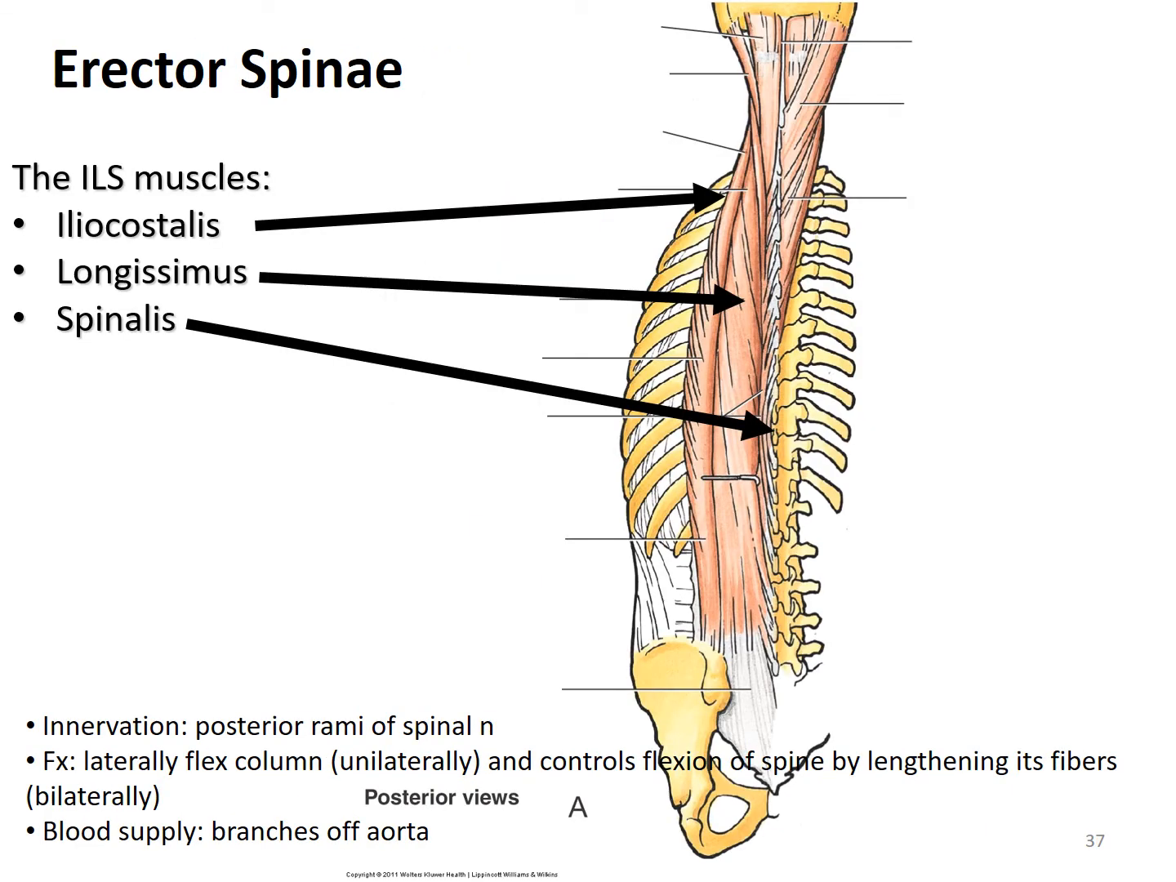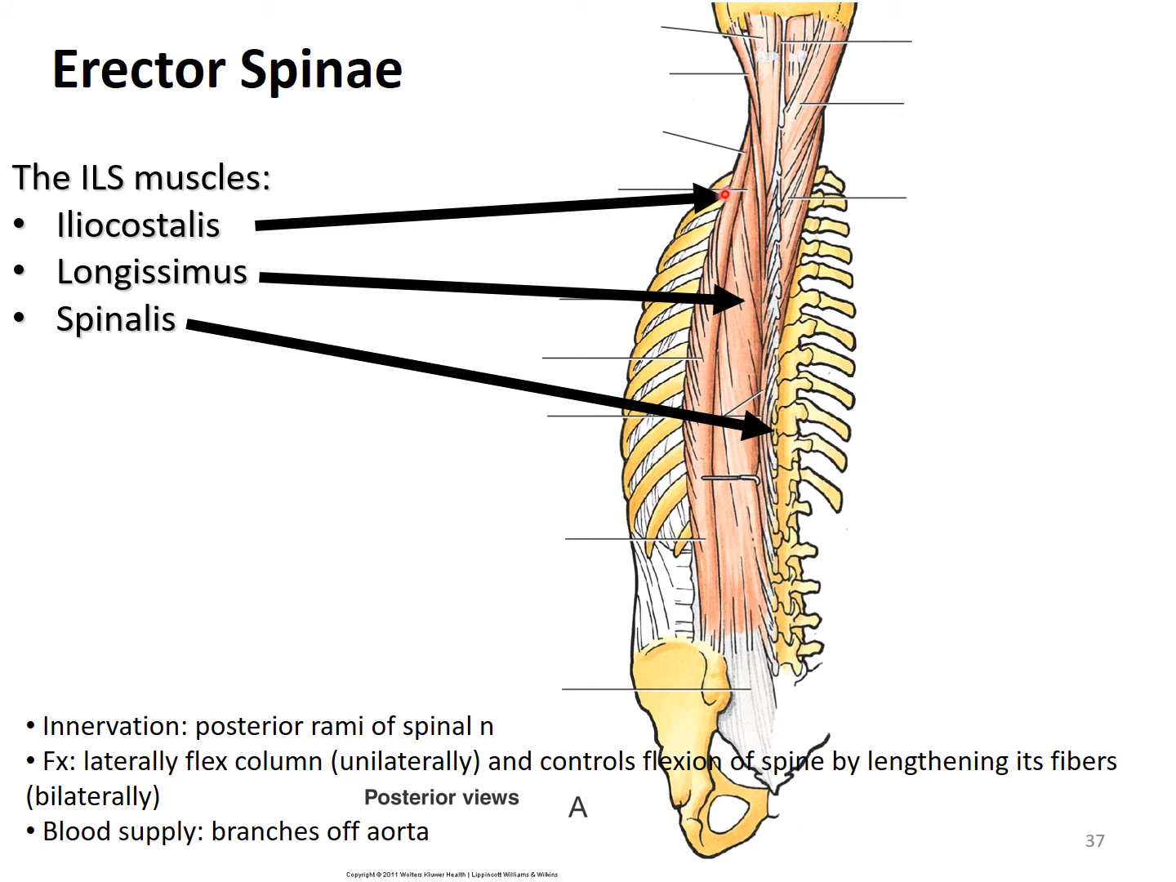The I love spaghetti muscles, ILS, or if you're into flying, instrument landing system. Iliocostalis, from lateral to medial; longissimus, the longest in the body; and spinalis sits directly on the spines of the vertebrae. These are deep back muscles.